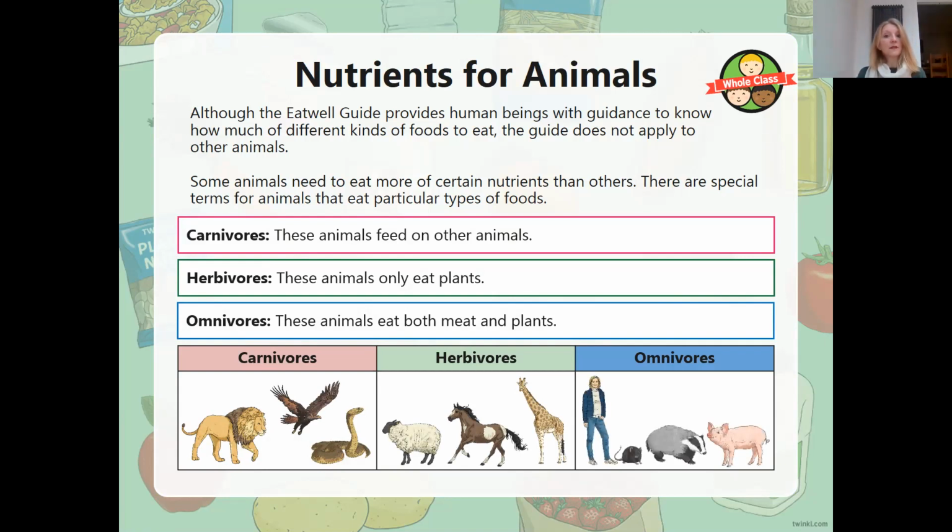These are the omnivores. These animals eat plants and animals. So that includes us as humans, rats, badgers, and pigs. Carnivores, herbivores, and omnivores. You probably had some other animals which could fit into those groups.